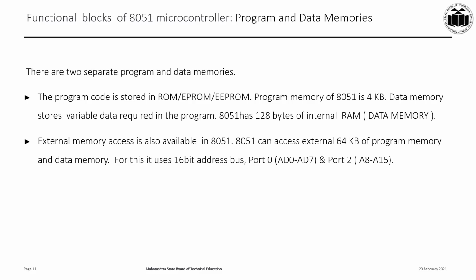Port 0 provides the lower bit address, which is from A0 to A7, and the 8-bit data D0 to D7. This is called address data multiplexing. Port 2 provides the upper bit address, which is from A8 to A15.